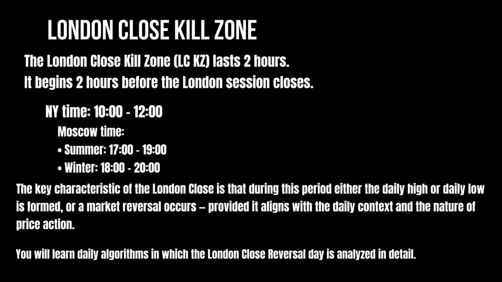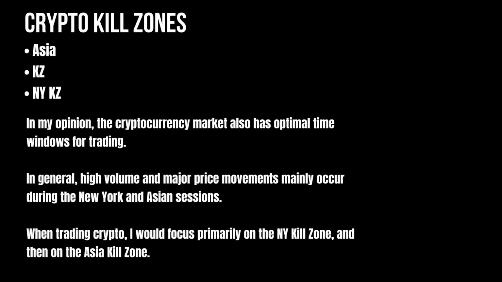In the summer, in Moscow, it is from 17:00 to 19:00, in winter from 18:00 to 20:00. The peculiarity is that in the London Close Kill Zone there is either the minimum or maximum of the day, or there will be a reversal of the movement if this corresponds to the context and nature of the movement on that day. It is quite possible in this kill zone to get a movement reverse to the one we saw during the day.